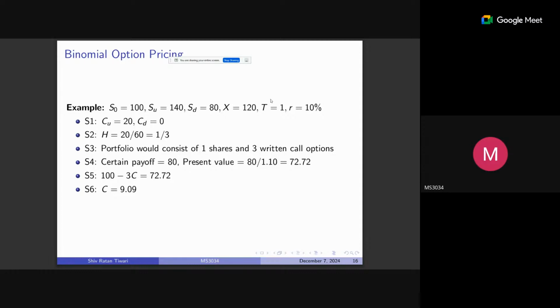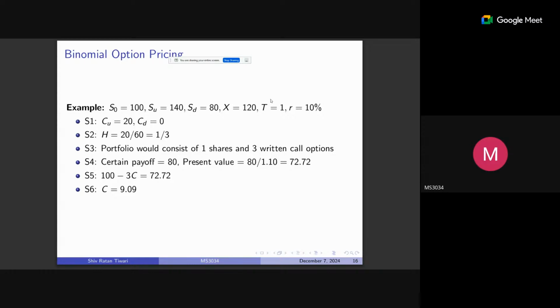Now we will solve this using binomial pricing, step by step. In the first step, we calculate the call option values if the price rises or if the price falls. If the price rises to 140, then the value of your call option is 20 rupees, that is 140 minus 120. You will exercise your call option. But if the price drops to 80, then you will not exercise your call option and its value is 0. Now you can calculate your hedge ratio. The hedge ratio is the spread of call values, that is 20, divided by the spread of share prices, that is 140 minus 80, that is 60. So 20 by 60, that is 1 by 3.